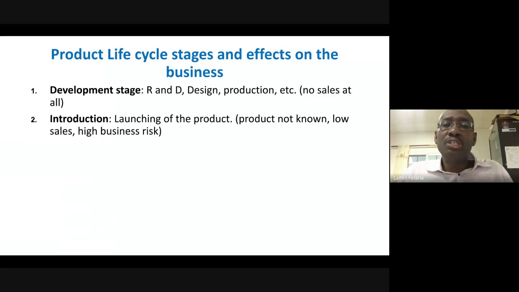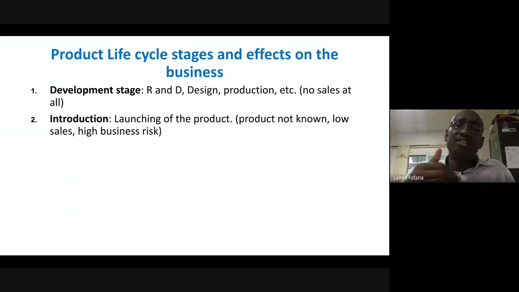Because it's not well known, people don't know the taste, whether it's a very good product, whether it's sweet, whether it's going to meet their needs, and so on and so forth. This is not the case with some of the products. This is a general product, stages of product life, but some don't necessarily have to follow this.